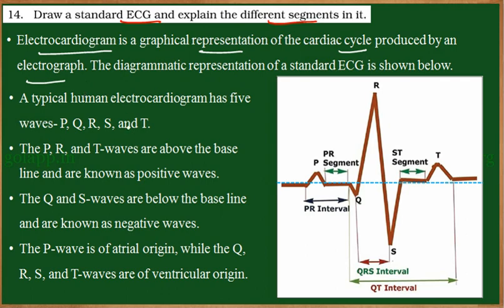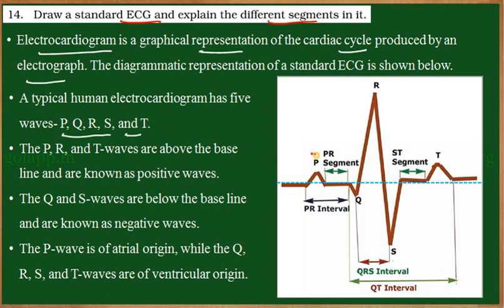Here, this electrocardiograph includes 5 waves, P, Q, R, S and T. Each wave represents the functioning of the cardiac cycle. It represents how the SA node produces electrical impulses, how they are transported to the different chambers, and on receiving these electrical impulses, how the chambers contract and relax. So the status of the cardiac cycle is represented in the form of a graph, and this graph is represented as an electrocardiogram. Now it includes 5 waves, P, Q, R, S and T.